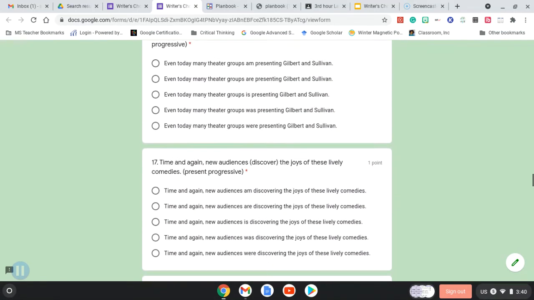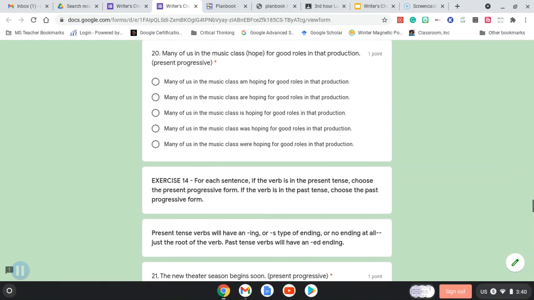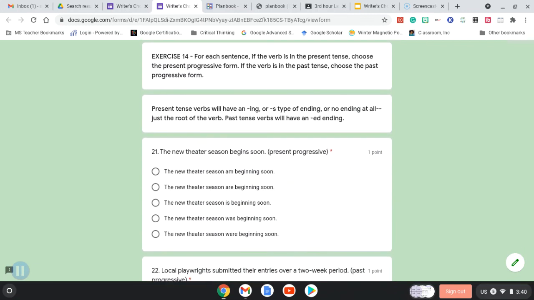Now past number 20, for exercise 14, you're going to get a sentence. If the verb is in the present tense, you're going to choose the present progressive form, one of the first three. If the verb is in the past tense, you're going to choose one of the last two. So present tense verbs are going to have an ing or an s type of ending, or if it's the root of the verb, it might not have an ending at all. Past tense verbs will always have an ed ending.